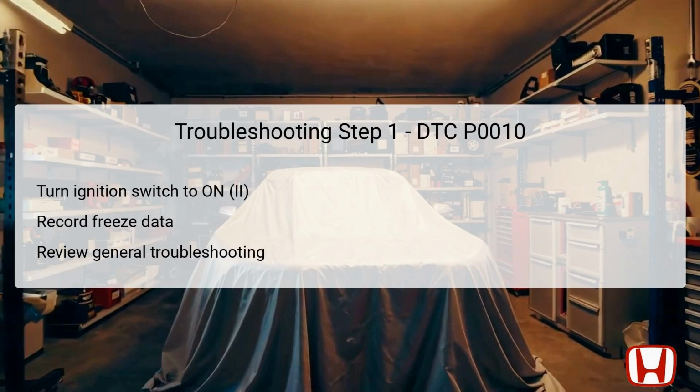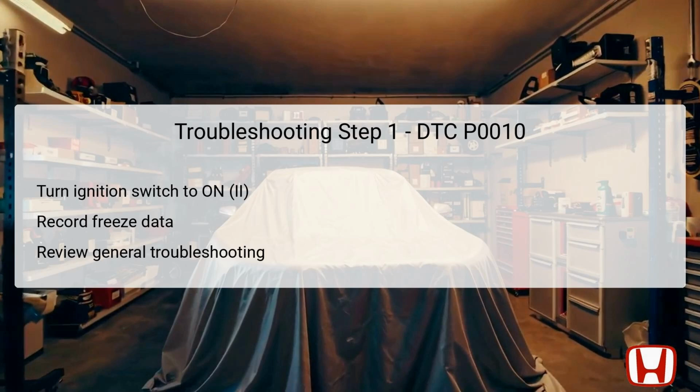The first step in troubleshooting DTC P0010 involves ensuring that the ignition switch is turned to the ON (II) position. Doing this activates the vehicle's electrical systems without starting the engine. It's vital to record all freeze data at this stage for further analysis, as freeze data provides information about engine conditions at the time the DTC was set.